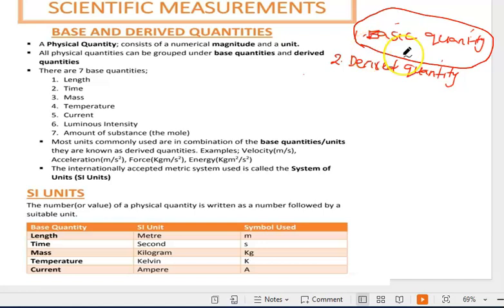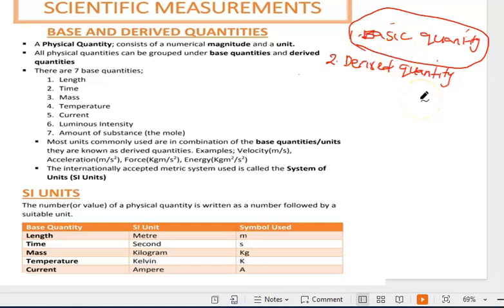Let's look at the basic quantity. The basic quantities are quantities that cannot be obtained from other physical quantities. They are obtained directly from a measuring instrument. Let me give you an example. You cannot obtain time from the length. So time has an instrument that you use to obtain it.